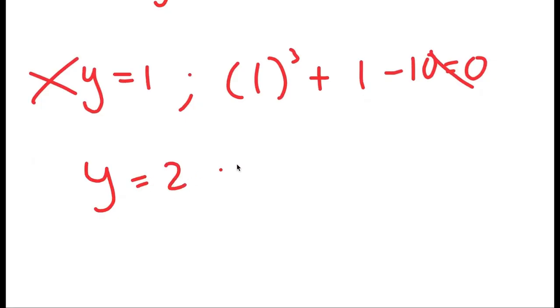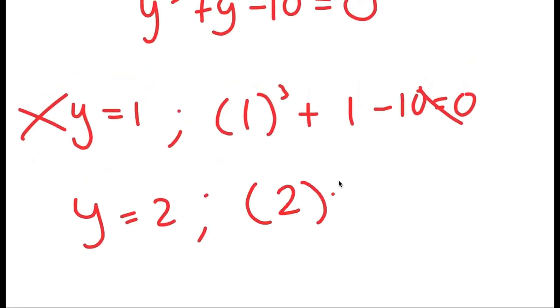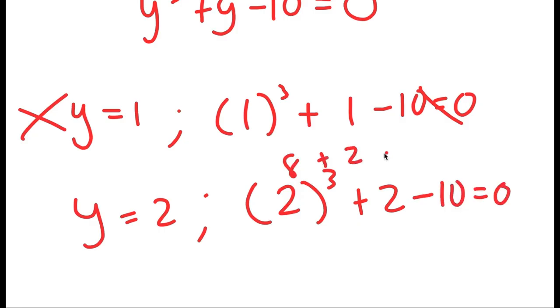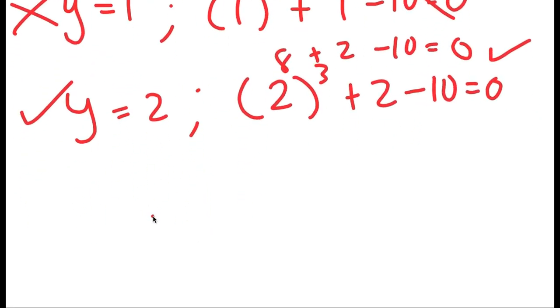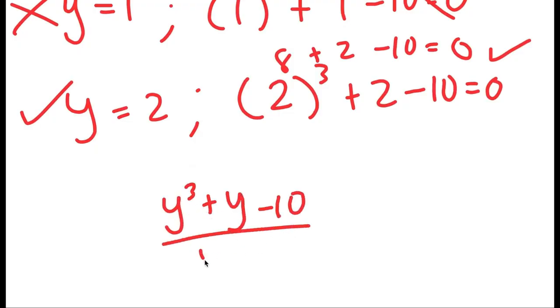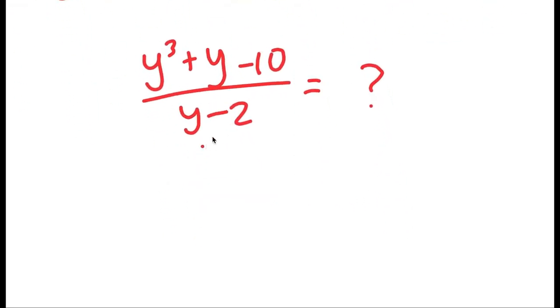Now I'm going to try y equals 2. So when y equals 2, I get 2 to the power of 3 plus 2 minus 10 is equal to 0. Now 2 to the power of 3 is 8, so I have 8 plus 2 minus 10. 8 plus 2 is 10, 10 minus 10 is 0. So this works, meaning y equals 2 is a solution. So what I'm going to do is divide y to the power of 3 plus y minus 10 by y minus 2, because y equals 2 is the solution. So, to do this, I'm going to use synthetic division.